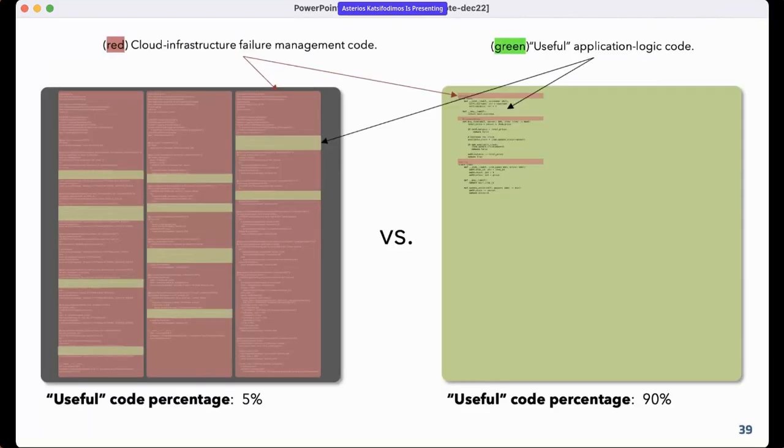Good. The result is that from what we have seen previously, that 95% of the code was failure management, we got to this stage, which is basically normal code, whatever you would write if your code were to run locally, with some annotations, which we call this 90% useful code percentage.